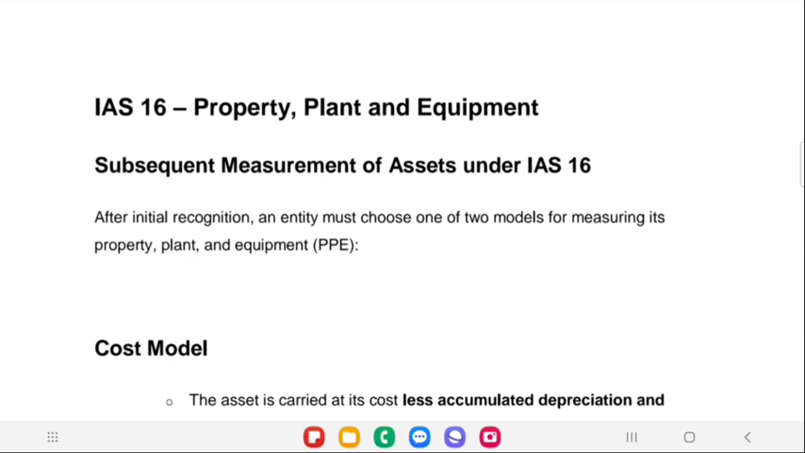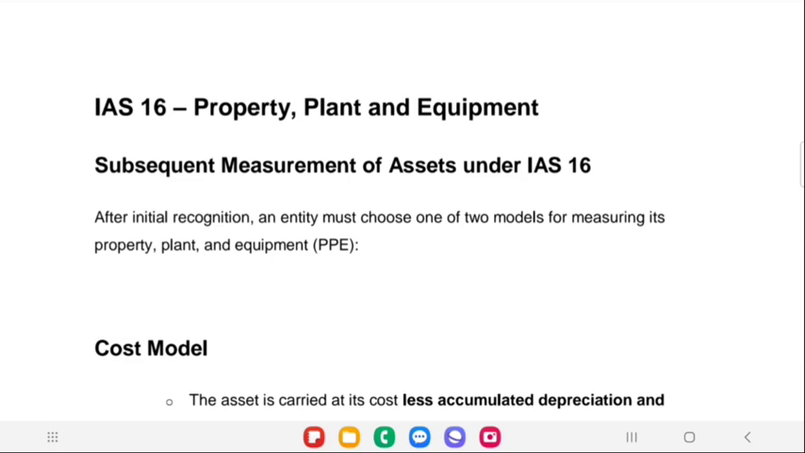Today I'm going to be starting on subsequent measurement of assets under IAS 16. So in this session we will be discussing that once the entity recognizes the asset under IAS 16 in initial recognition criteria, then subsequently how does a company hold those assets till their useful life ends.